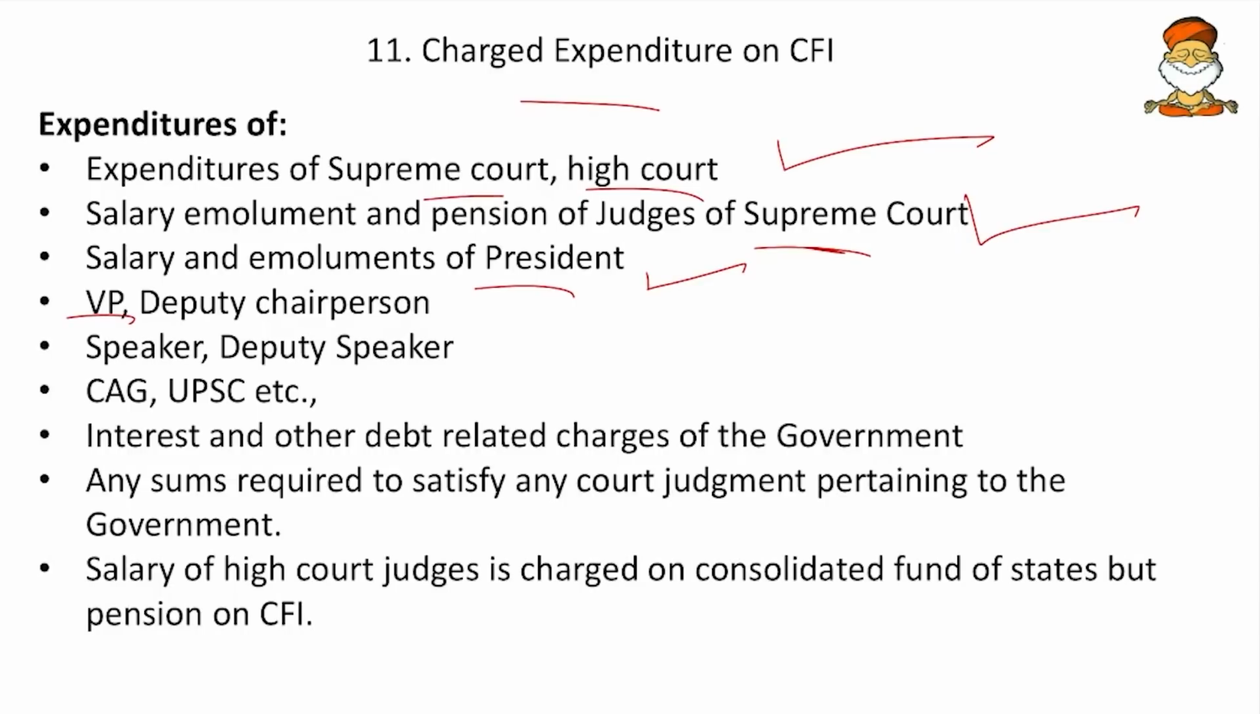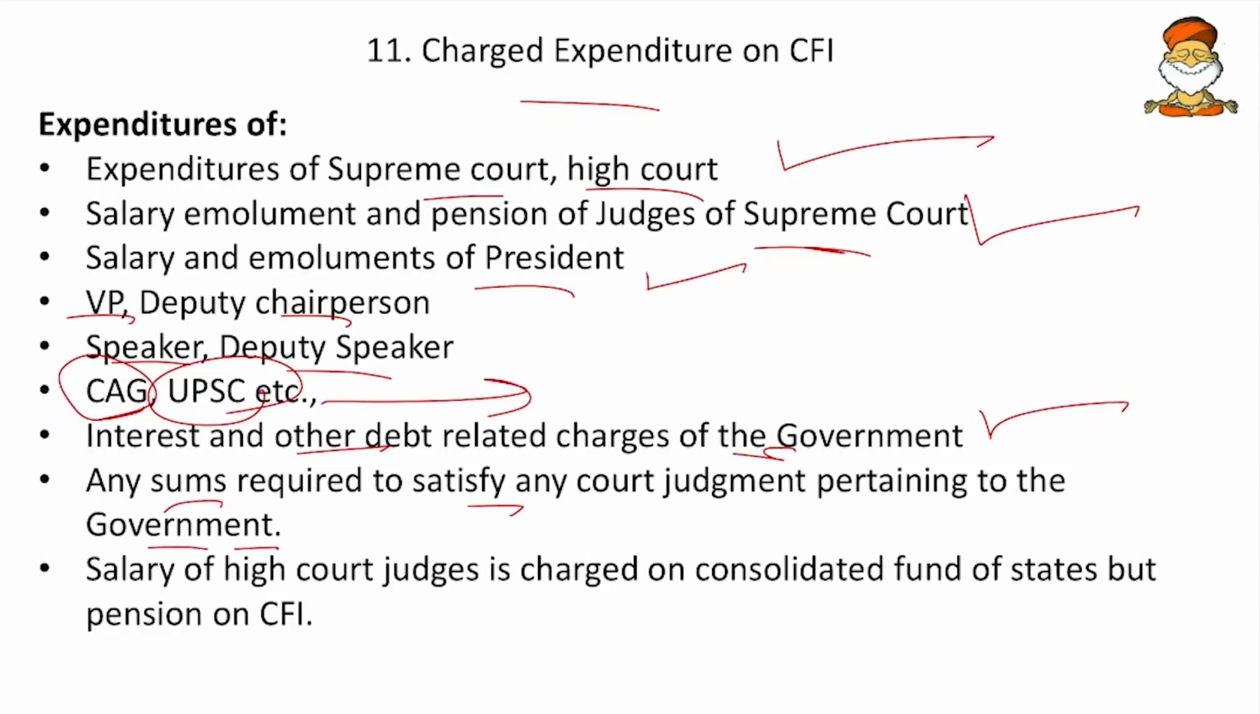And then we have the vice president and deputy chairpersons. Even they are well above the executive. And then the speaker and deputy speakers come along with them. Then CAG and UPSC, which are constitutional bodies. The government cannot harass them by saying I will deduct your salary. Then interest and other debt related charges of the government. This is an international obligation. If the government has taken some debt, it will have to repay it at any cost. They cannot wait for the house to vote for that. And then any sums required to satisfy any court judgment pertaining to the government. When a judicial judgment comes, obviously that becomes the foremost duty of the government.